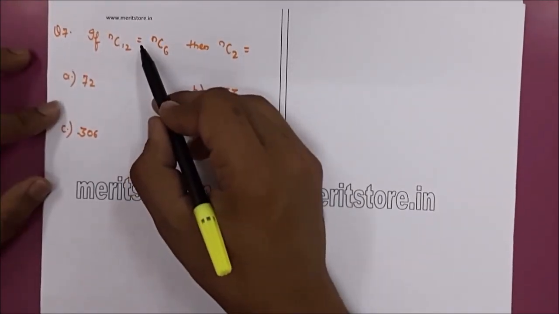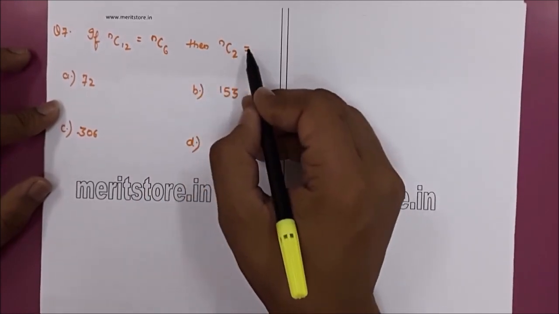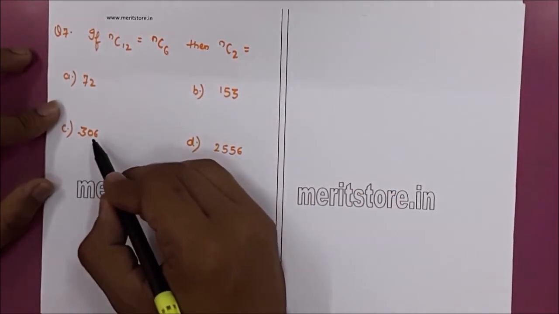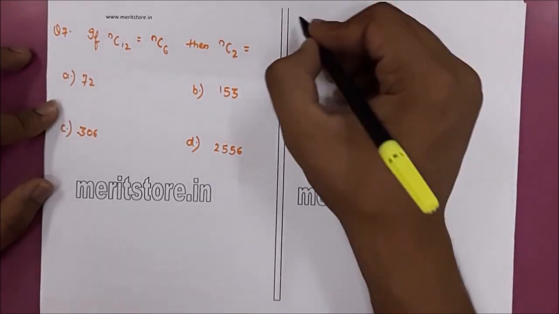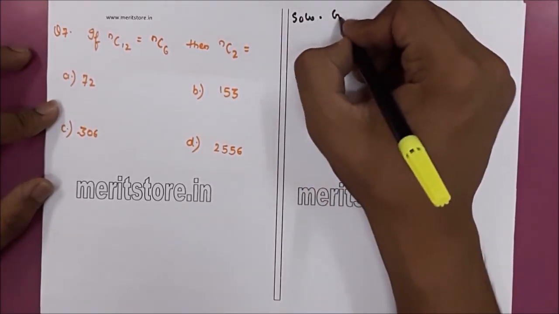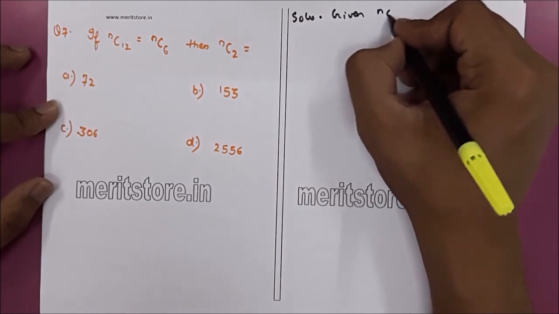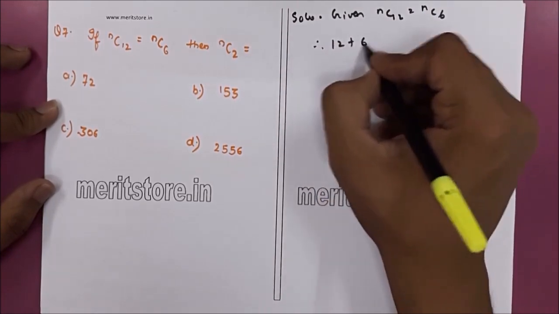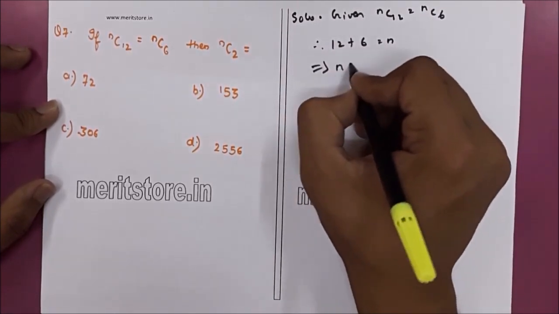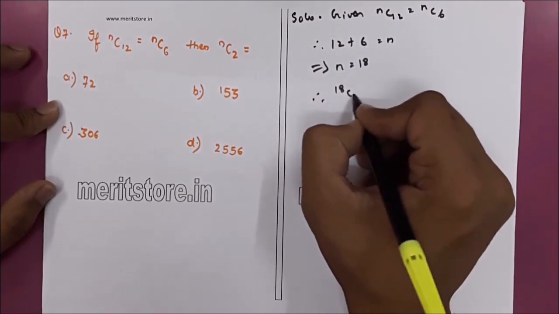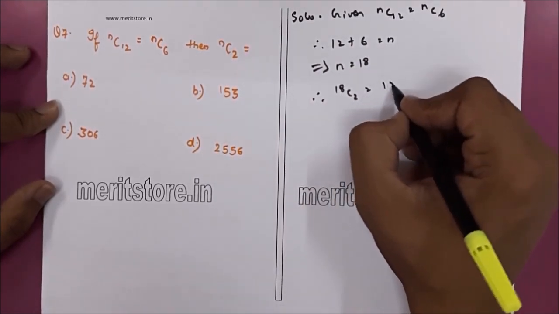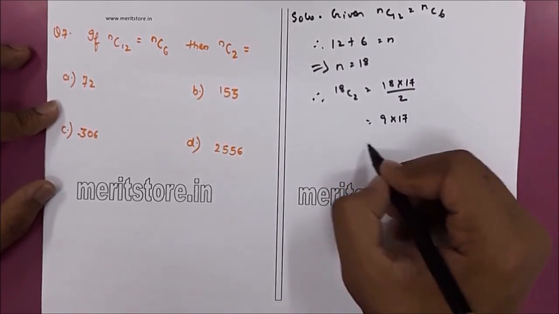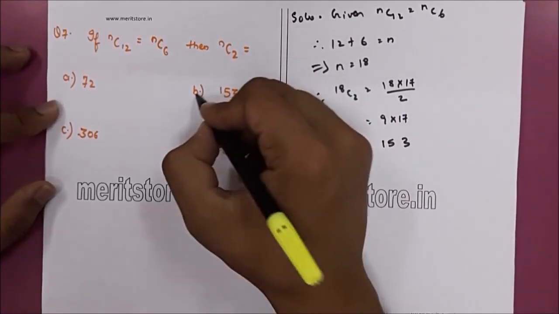If NC12 is equal to NC6, then NC2 is equal to option A 72, option B 153, option C 306, option D 2556. Therefore the solution is: given NC12 is equal to NC6. Therefore 12 plus 6 is equal to N, that is N is equal to 18. Therefore 18C2 is equal to 18 into 17 upon 2, that is equal to 9 into 17, that is equal to 153. Therefore option B is correct.